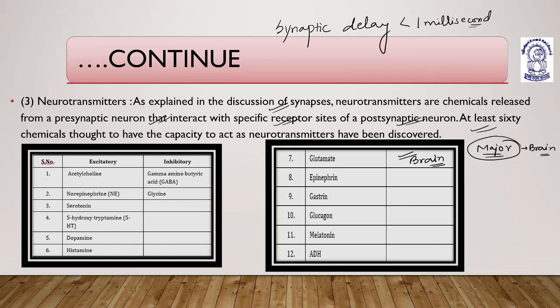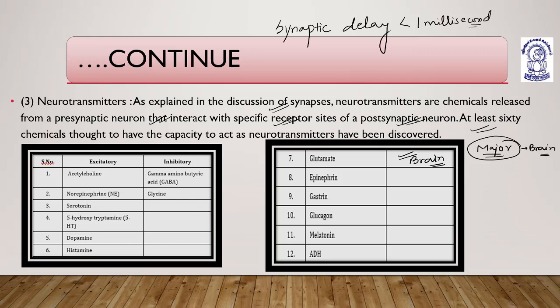The major excitatory neurotransmitter of the brain is glutamate. Epinephrine and adrenaline are more potent and more in use in comparison to norepinephrine and noradrenaline.